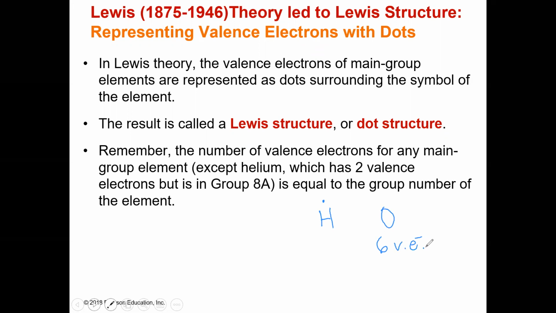The way we draw the valence electrons is we will separate these into 4 different groups. So now we've drawn 1, 2, 3, 4 valence electrons, and after that they start pairing up. So that's 5 and 6 valence electrons for oxygen.